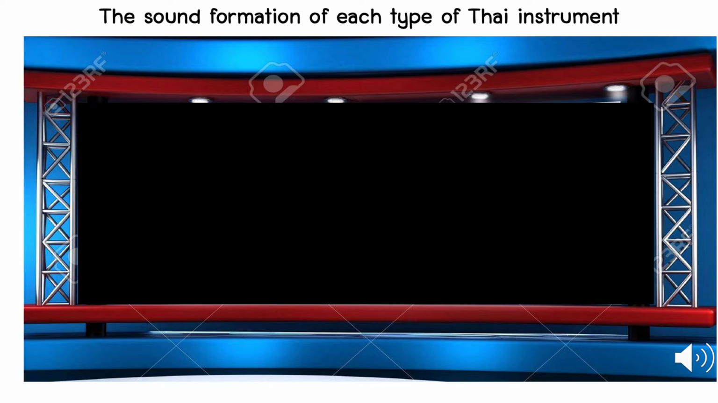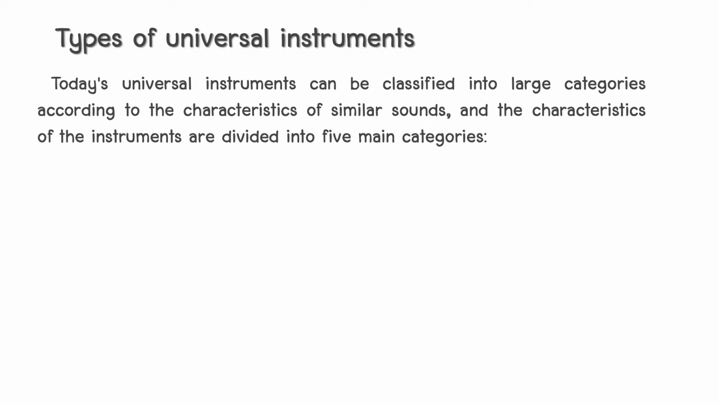Okay, very good. Now this time, let us also learn about universal musical instruments. What are the types of universal instruments? Today's universal instruments can be classified into categories according to the characteristics of similar sounds. The instruments are divided into 5 main categories. Okay? What are those? These are the string instruments.